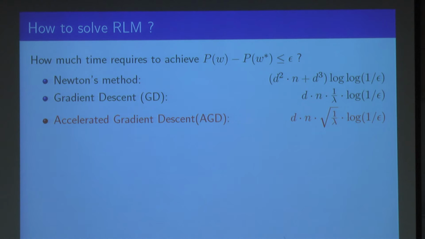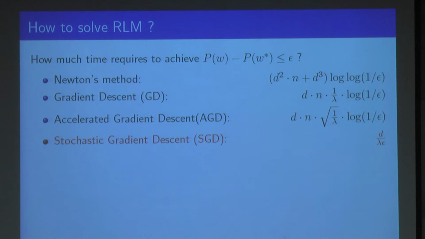Now there is a relatively new method called accelerated gradient descent, in which 1 over lambda is improved to 1 over square root of lambda. And then there is something much simpler, which is called stochastic gradient descent. The runtime of stochastic gradient descent for this problem is d over lambda epsilon. I will elaborate on stochastic gradient descent and gradient descent later.